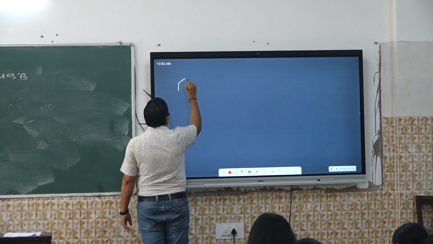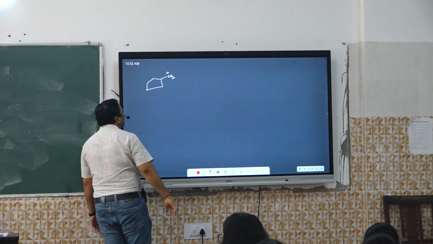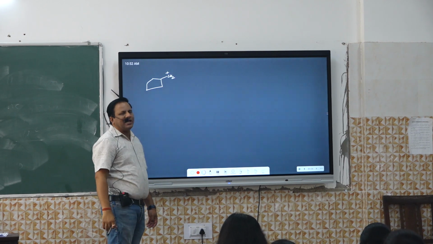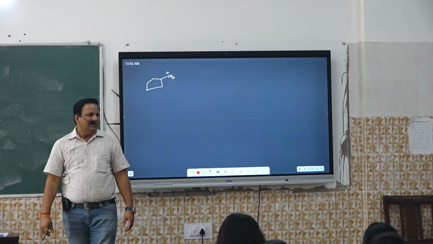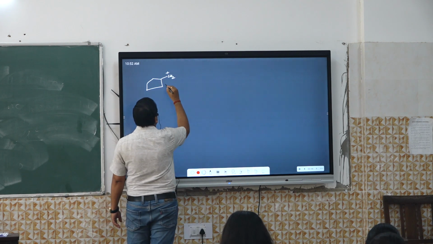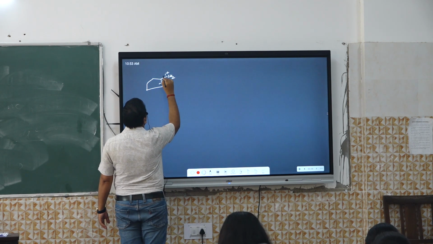Suppose you have a 5-membered ring and at the adjacent position, that is the alpha position of the ring, one carbocation center is formed. Then that will undergo ring expansion. So this one will be dissociated to form.